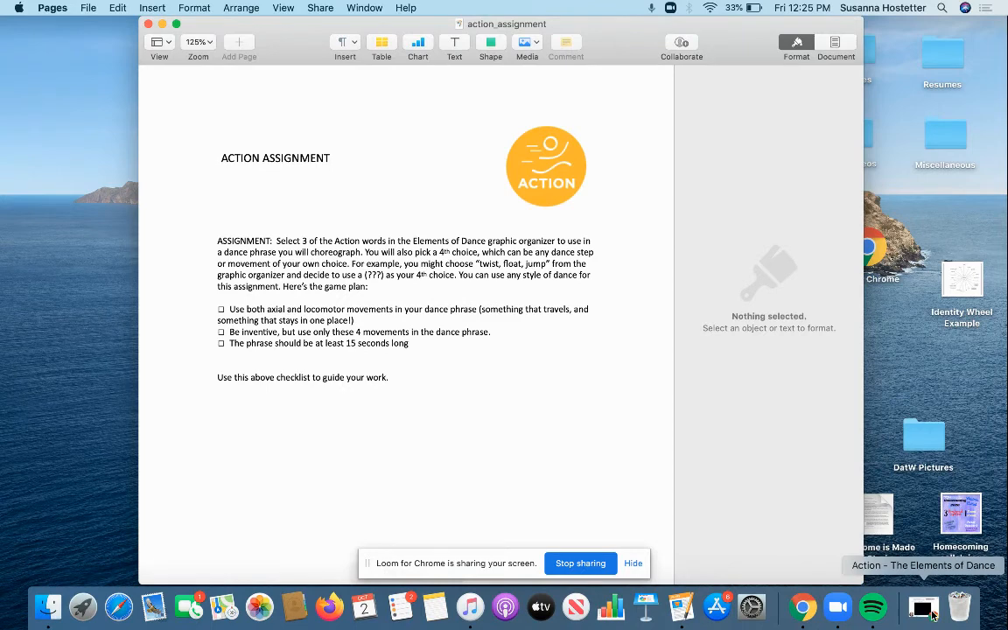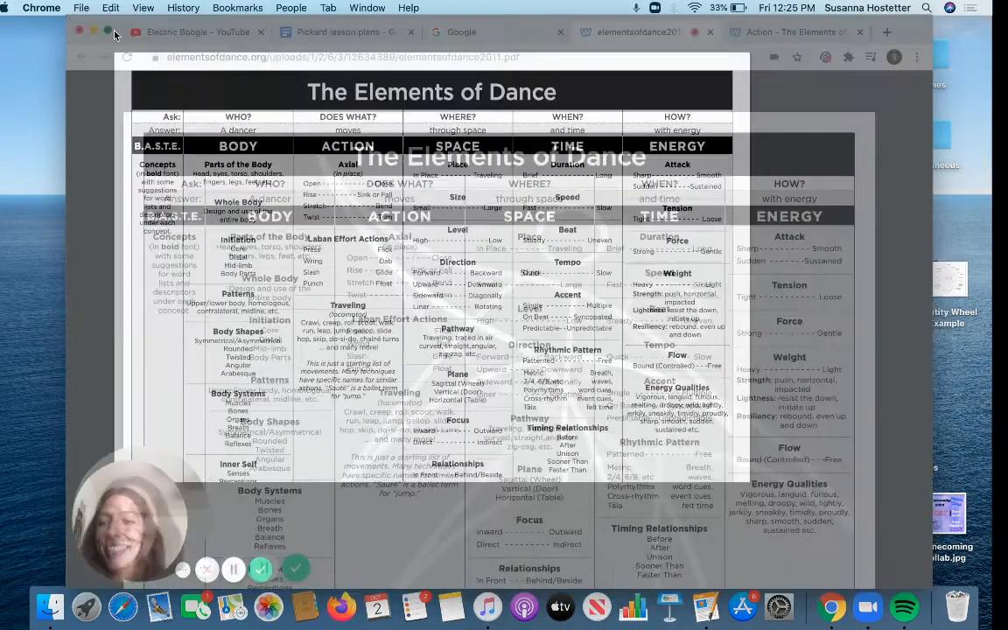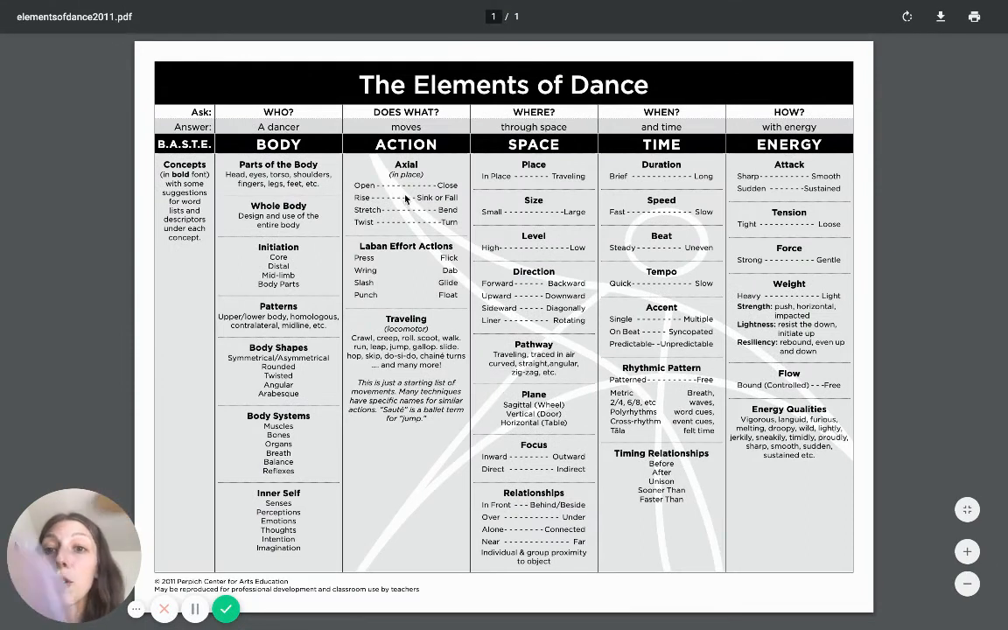Okie dokie. And now I will put back up the elements of dance. There we are. So that you can choose from this list right here under actions. Okie dokie, you can choose 3 of those and then 1 of your own. Cool beans? So you have 2 minutes to create your phrase right now, okay? I'm going to play some music for 2 minutes. Actually, I think you can do it in less than that. I'm going to give you 1.5 minutes to do your phrase, okay?